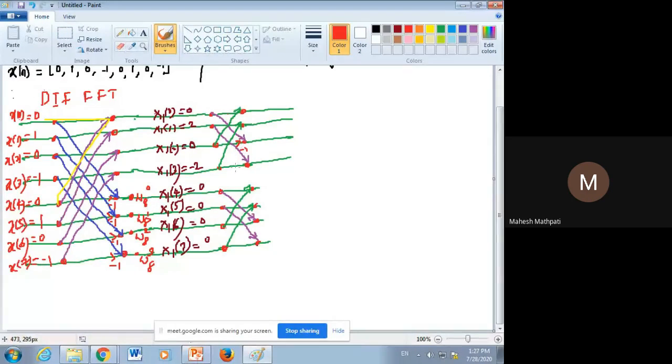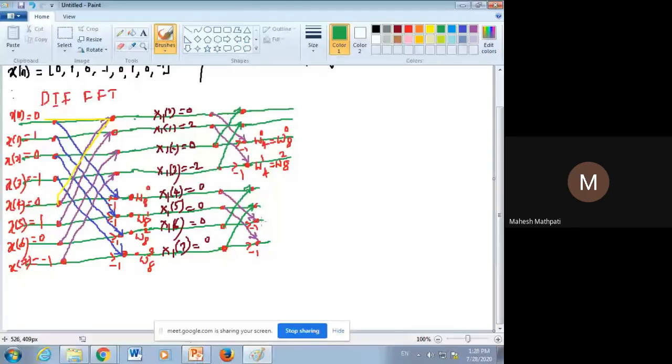This is -1 and this is -1, and again seventh and the eighth point, -1, -1. The multiplier here is, what can you write? Omega 4 to the power 0. Okay, we will go with omega 4 to the power 0. Omega 4 to the power 0 can be written as omega 8 to the power 0, and here omega 4 to the power 1 can be written as omega 8 to the power 2. Okay?